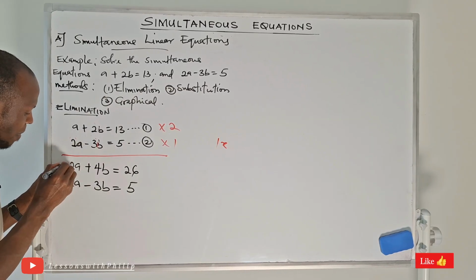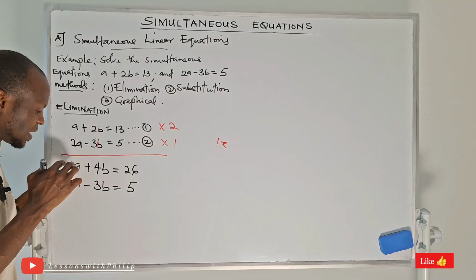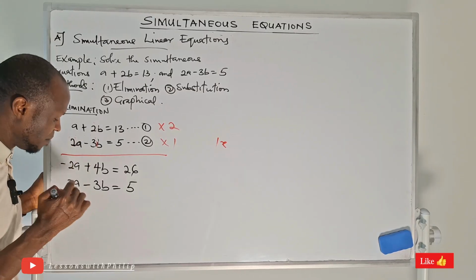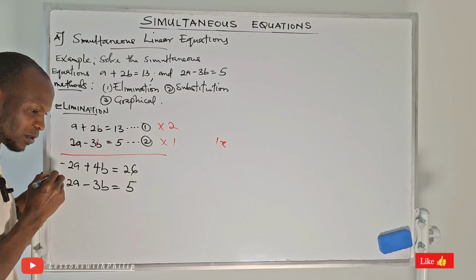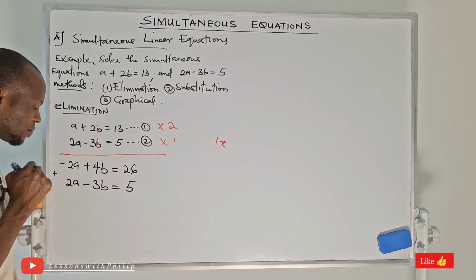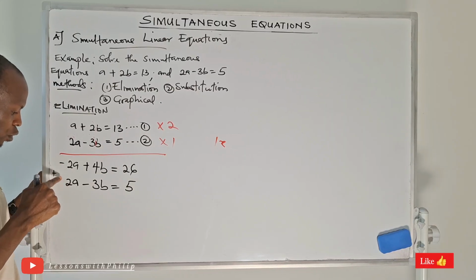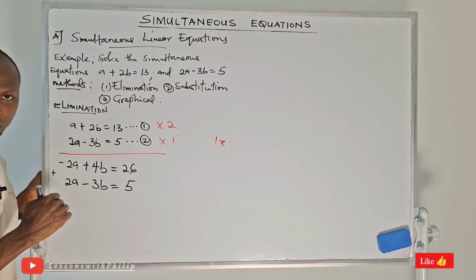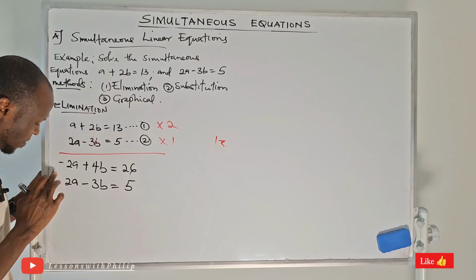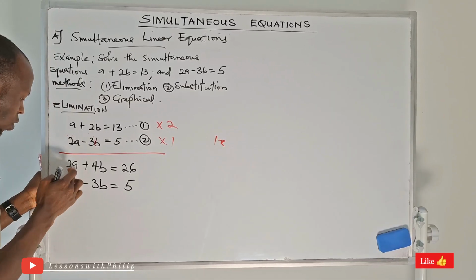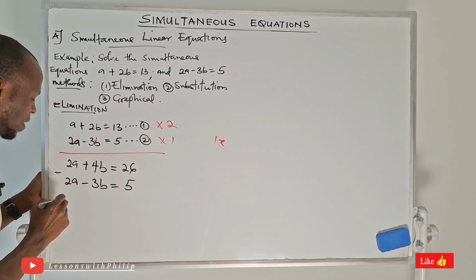Assuming that one has minus already, if one of the coefficients has minus, the only way you can eliminate them is by addition. So minus 2 plus 2 will give me 0. Do you understand the principle? Good. So now, because they have the same coefficient, I will subtract.